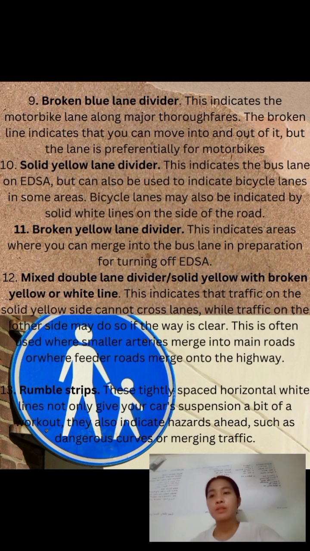Number 13, rumble strip. These tightly spaced horizontal white lines not only give your car's suspension a bit of a workout, they also indicate a hazard ahead, such as dangerous curves or merging traffic.